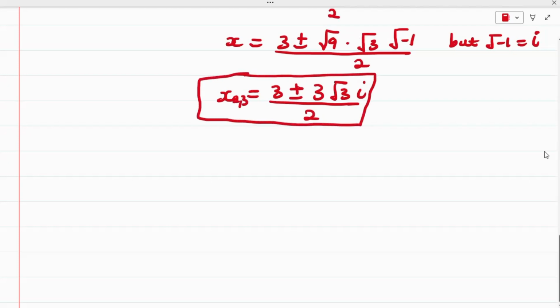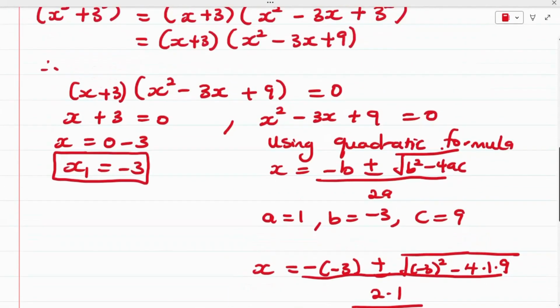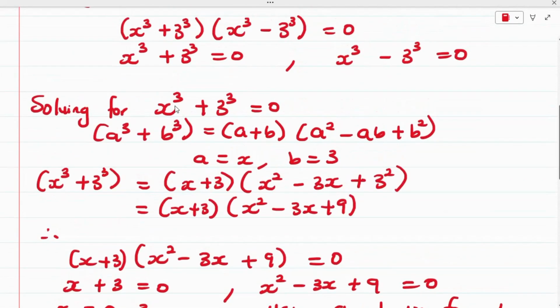So we have been able to solve for the first part right here. Like I said earlier, we were solving for x raised to the power of 3 plus 3 raised to the power of 3. So next we want to solve for the next part right here. So we're going to say, solving for x raised to the power of 3 minus 3 raised to the power of 3 equals 0.